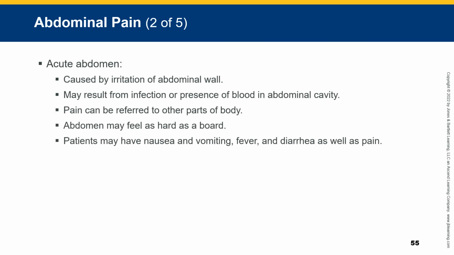An acute abdomen or acute abdominal pain is caused by an irritation of the abdominal wall. This irritation may be the result of infection or may be caused by the presence of blood in the abdominal cavity, and this pain can be referred to other parts of the body. The abdomen may feel as hard as a board. These patients may have nausea and vomiting, fever and diarrhea, as well as pain.